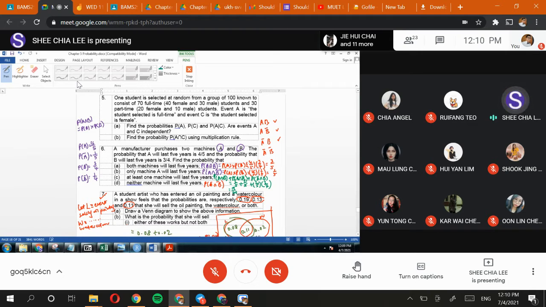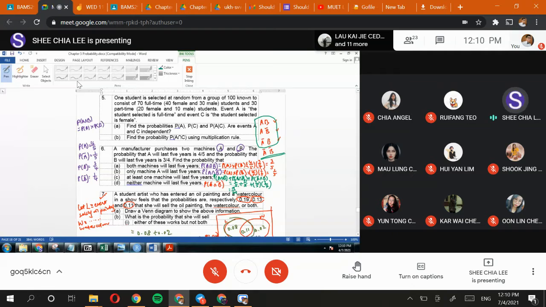This is one of the ways, the longer way. If they say at least one machine, I know I want these three answers out of these four. Okay, I want these three answers. So I take one by one: A intersect B, A intersect B complement, A complement intersect B. Okay, one by one, I get my answer 19 over 20.